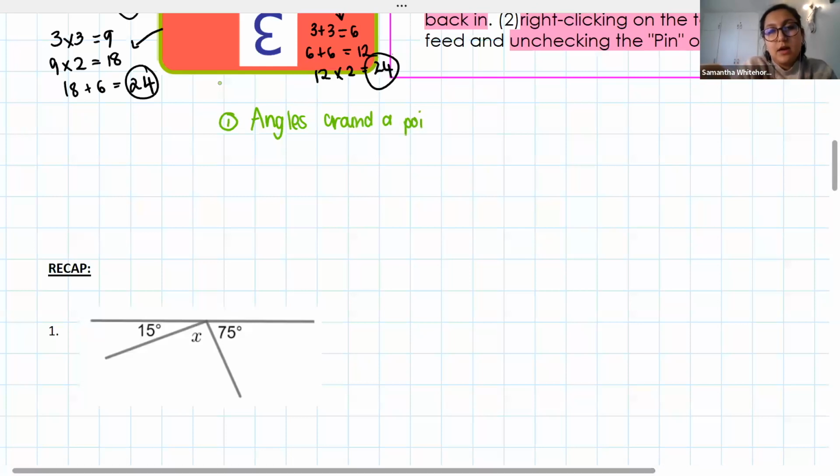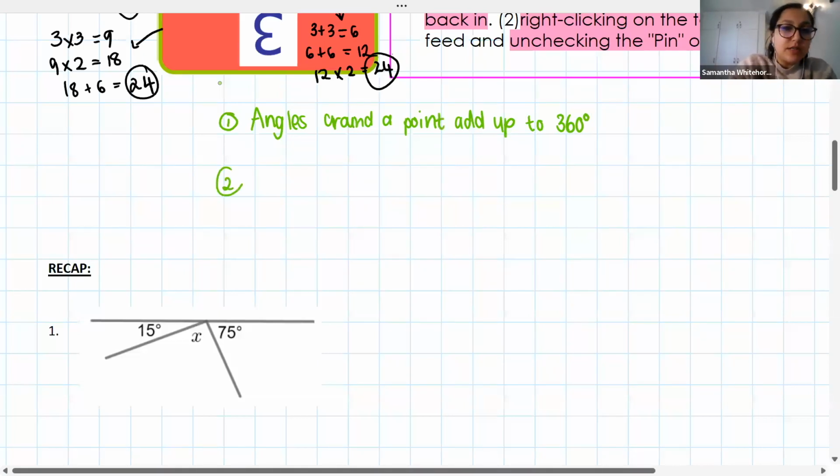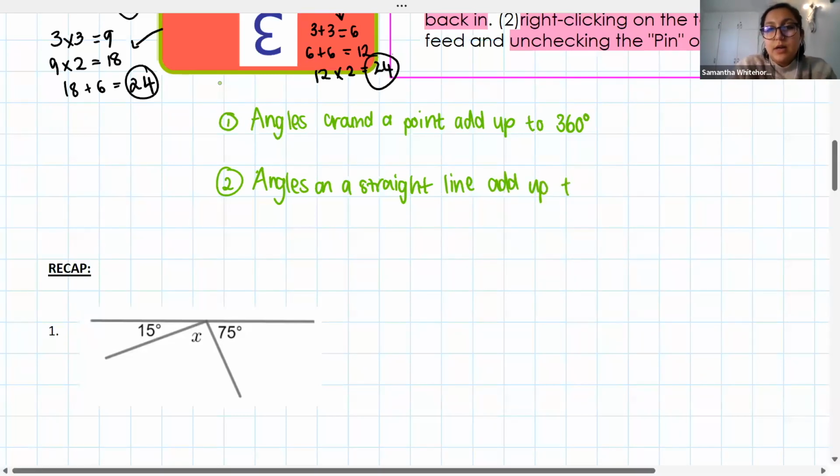And we know that if we've got angles around a central point, they must all add up to 360 degrees. That was the first reason we learned. The second reason that we learned on Wednesday was angles on a straight line. And angles on a straight line, and importantly, adjacent angles on a straight line, must add up to 180 degrees. They are what we call supplementary.